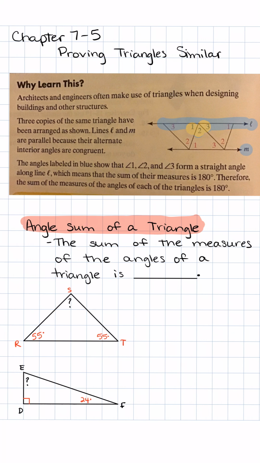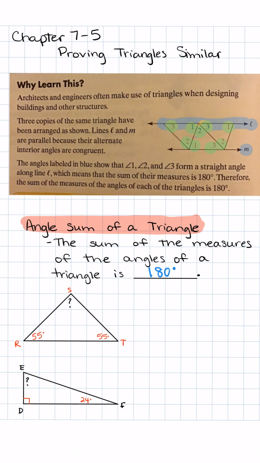Because if 1, 2, 3 equal 180, we have 1, 2, 3, that equals 180, that one equals 180, and this one equals 180. Therefore, the sum of the measures of the angles of a triangle is 180 degrees. That is what you need to memorize.